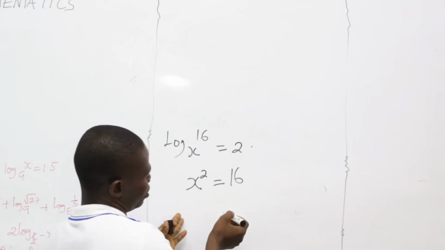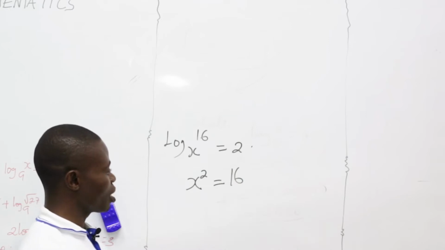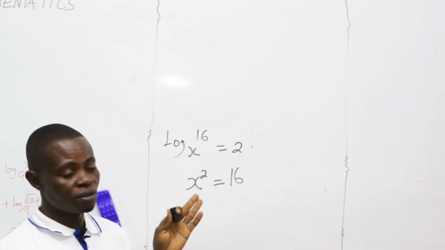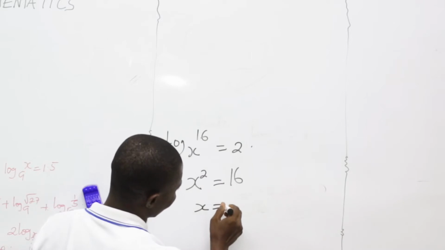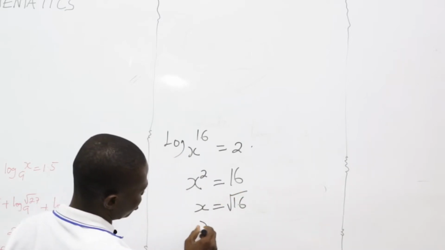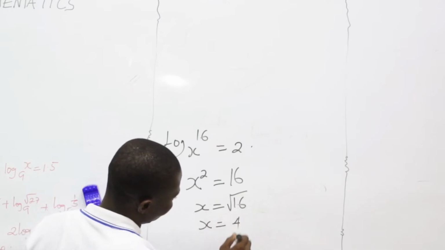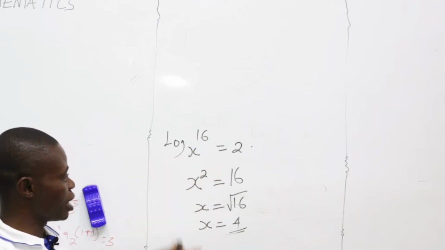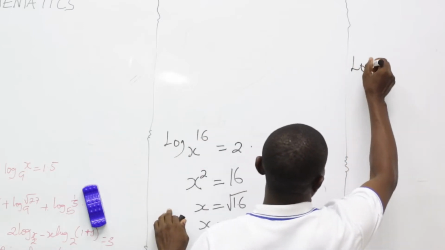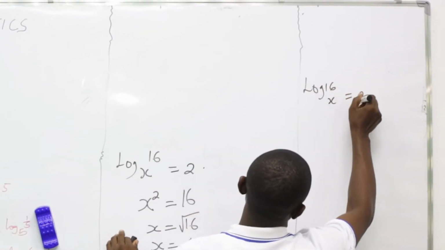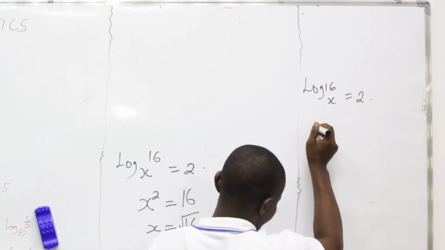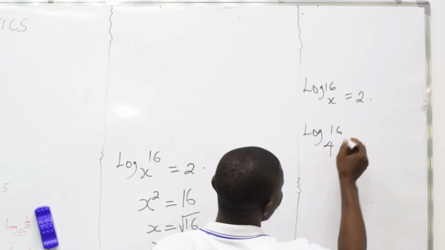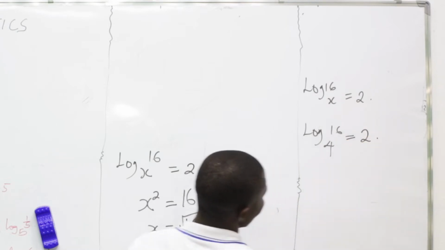You can simply say, taking the square root of 16, or you can say, using the multiplicative inverse of 2, x equals root 16. So the value of x will give us what? 4. So x is 4. Recall, you can check your answer to see if you are right. How do you do that? You were told that log 16 base x equals 2. Let us look at it and see how valid it is. Log 16, what is x? You said 4. You were told it must be equal to what? 2. Let's see how it goes.